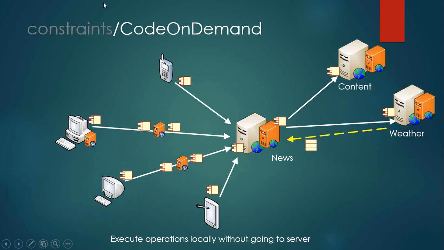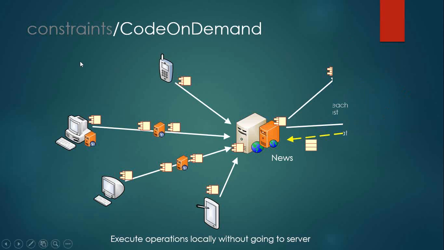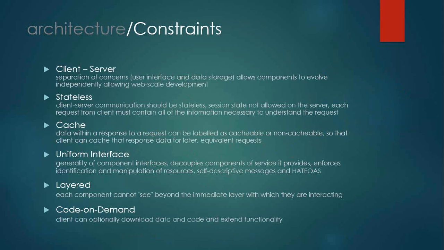So let us summarize once again all the REST architecture constraints that we discussed. We discussed the client server, which is a separation of concerns, mainly in terms of user interface and data storage, which allows components to evolve independently. It also makes the servers know nothing about the client and only the client knows about the server.